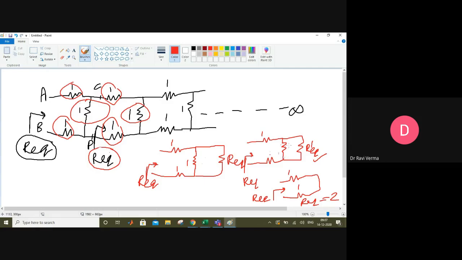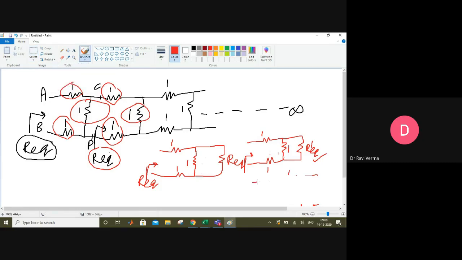So this is 1 ohm, this is 1 ohm. Then you have to find R equivalent in parallel with 1. So some value will come, then these two resistances will become series. Okay, so how will it look now? I delete this section. So now it will look like R equivalent in parallel with 1.